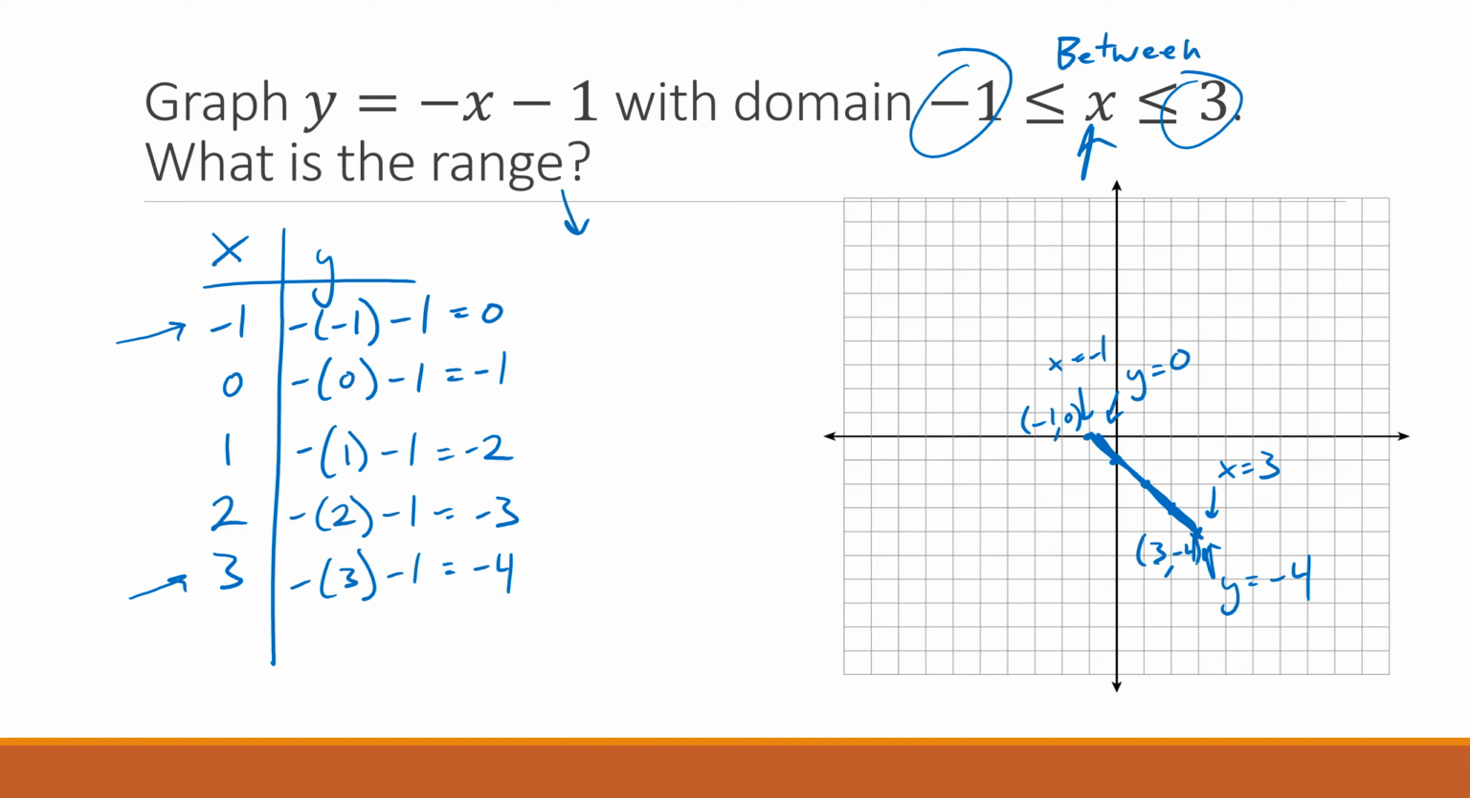Because the line only lives between a y of -4 and 0, I can write my range like this. -4 less than or equal to y less than or equal to 0. And we'll practice doing the range. Just know that if you're thinking about a y in between something, here's how you write it. It's bigger than -4, but it's smaller than 0.